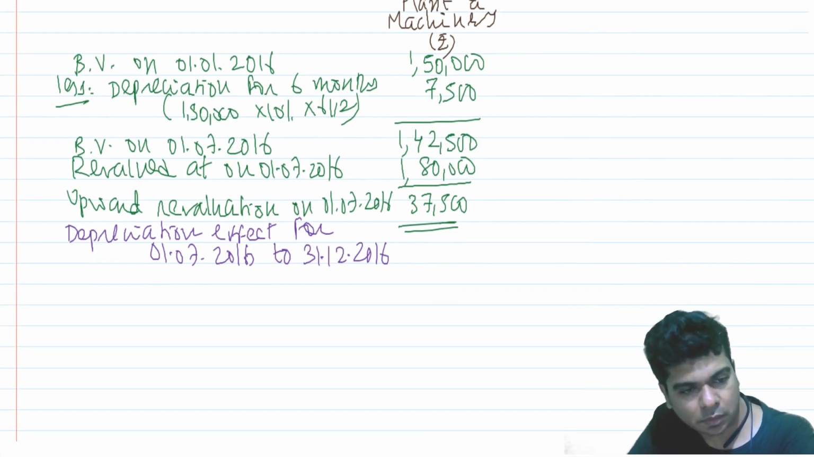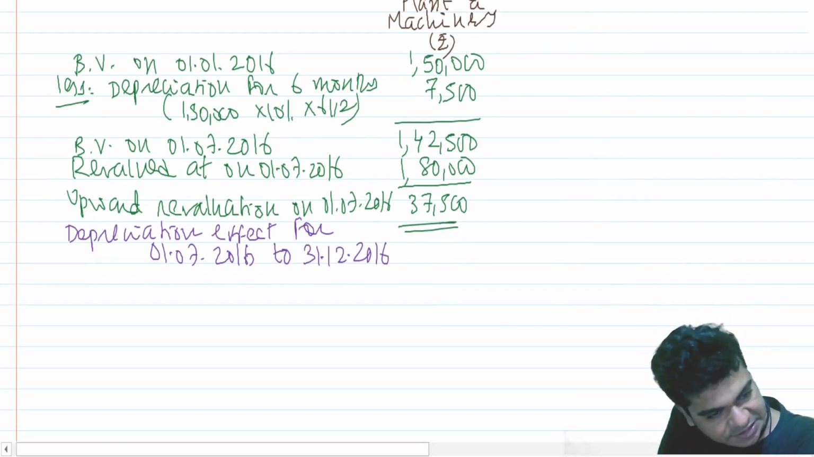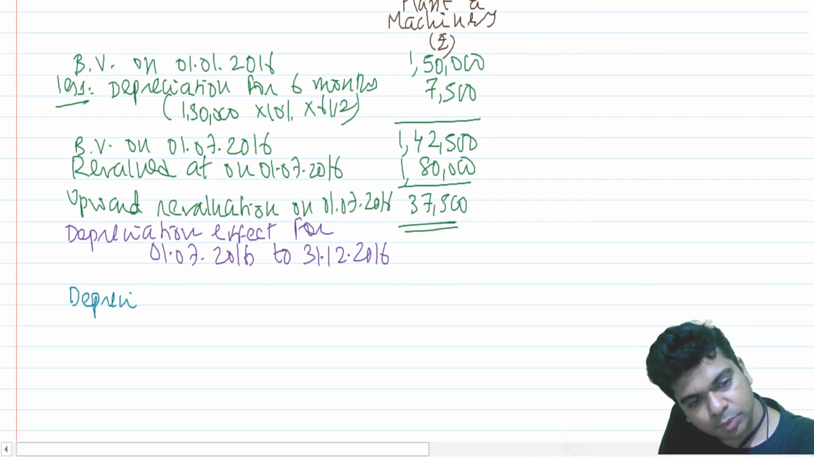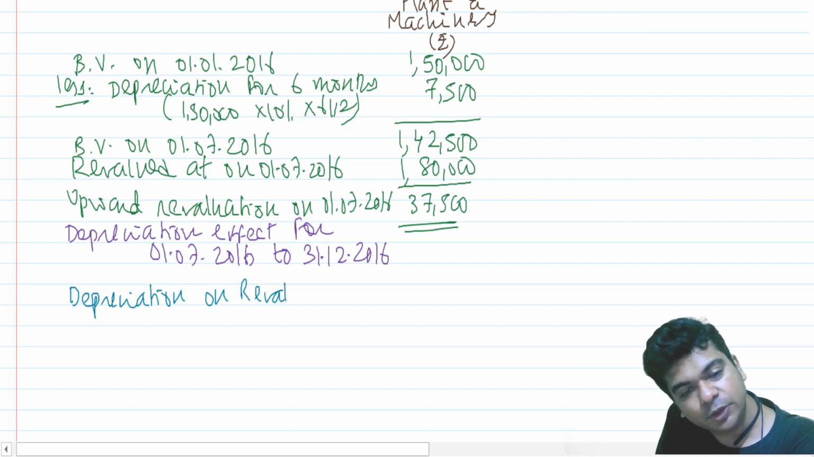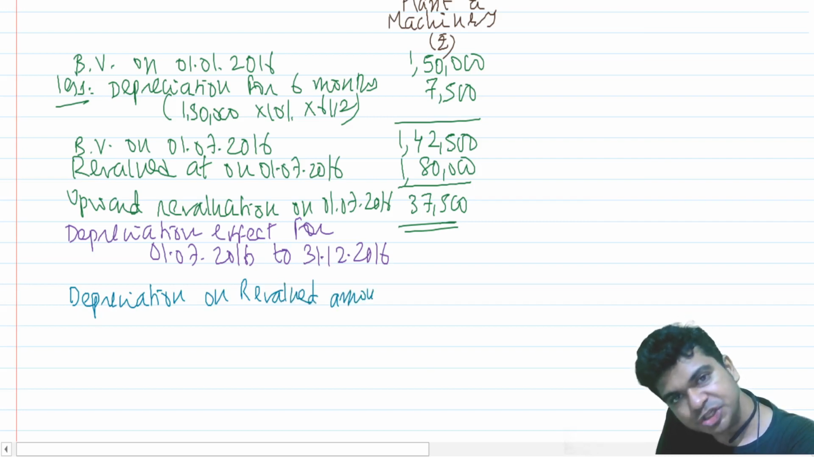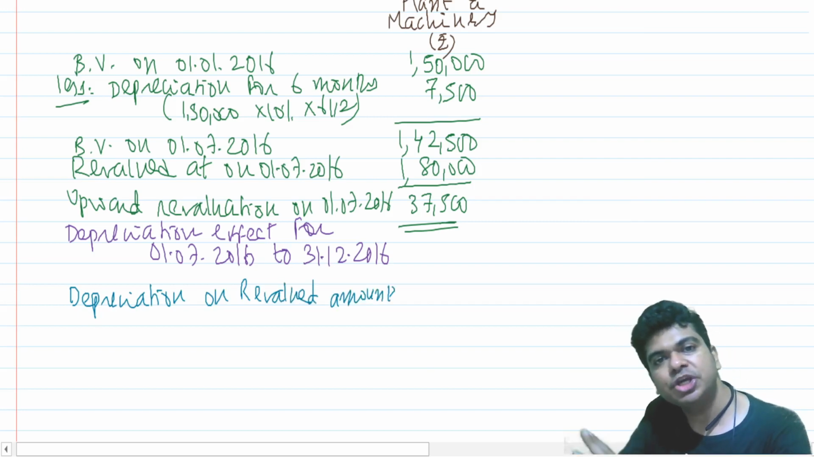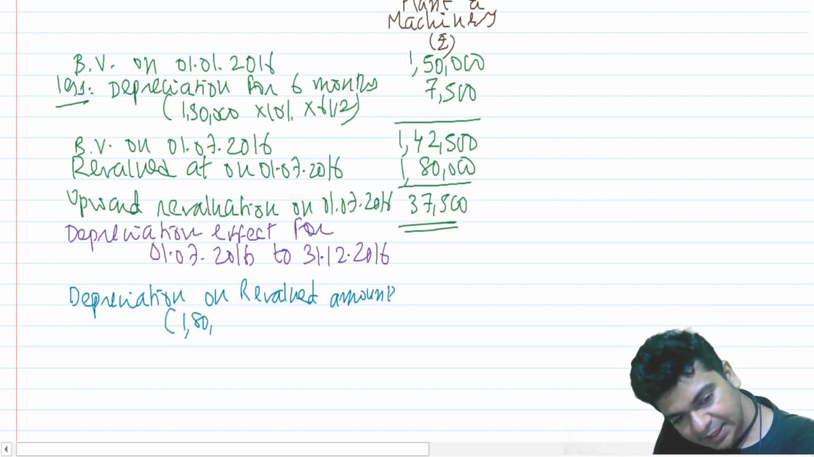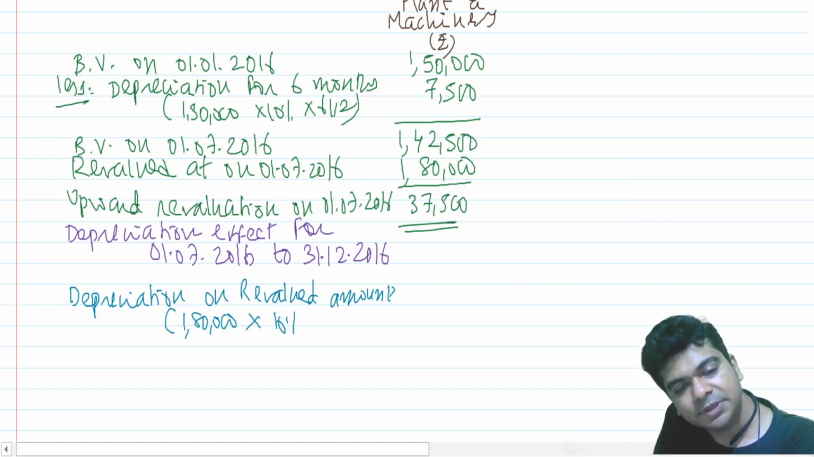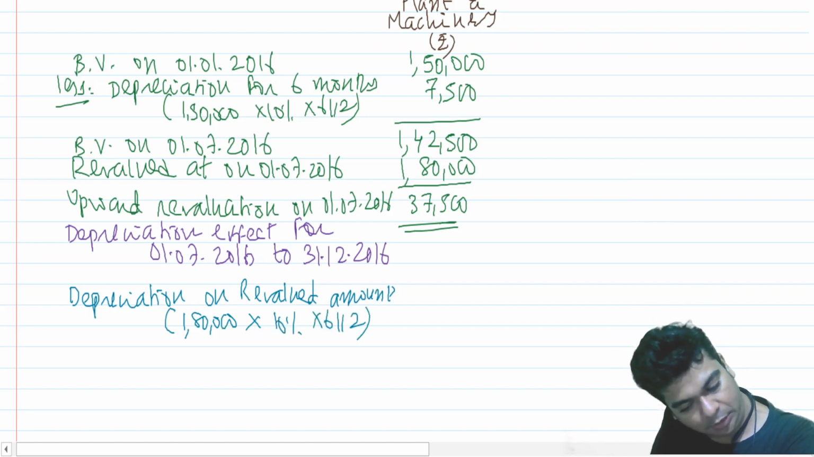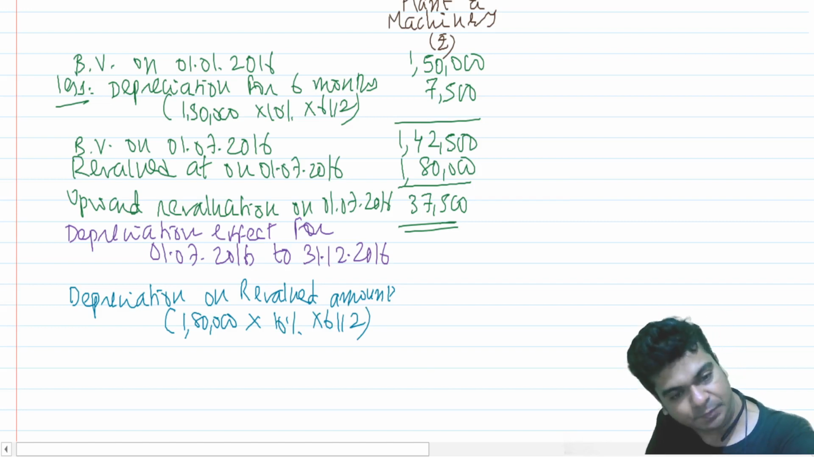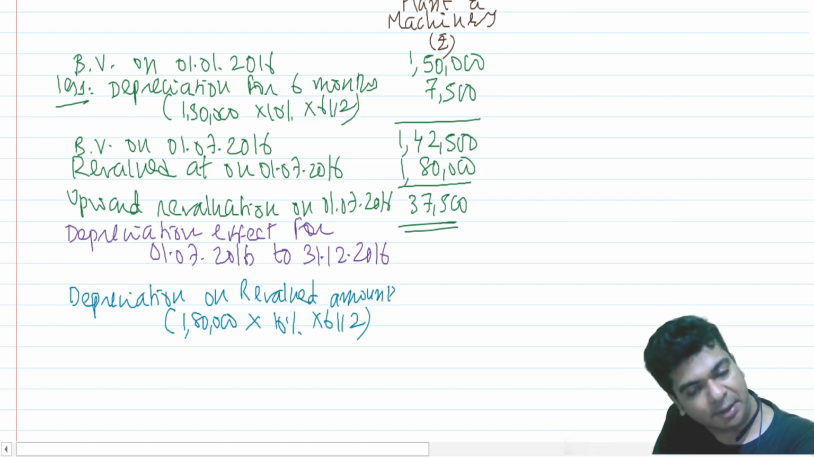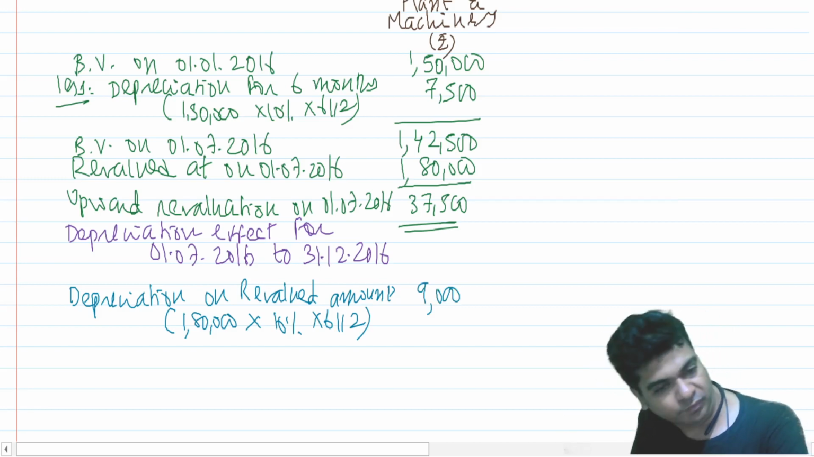We say depreciation on revalued amount. Once you carry out the revaluation, the prospective depreciation will be on the revalued amount. The revalued amount is 1 lakh 80, rate is 10% into 6 by 12. Basically, it is 1 lakh 80 into 5%. So the depreciation on the revalued amount is 9,000.